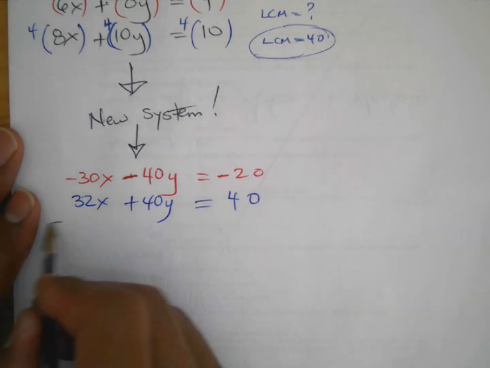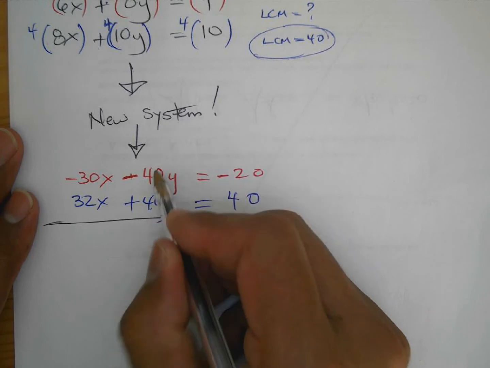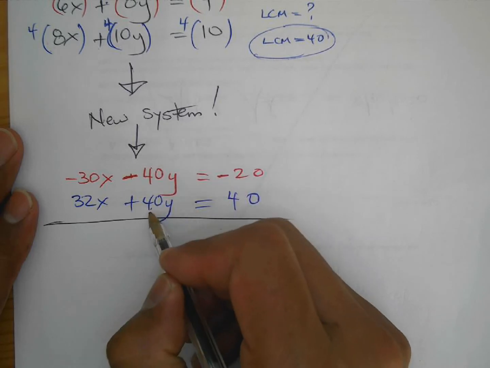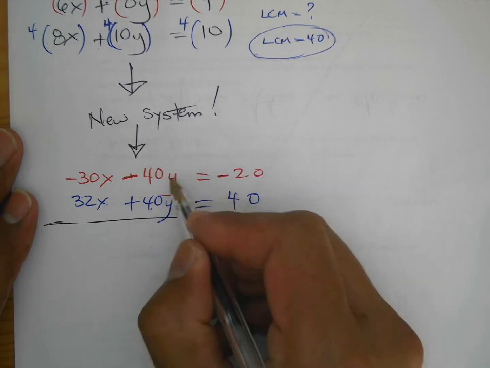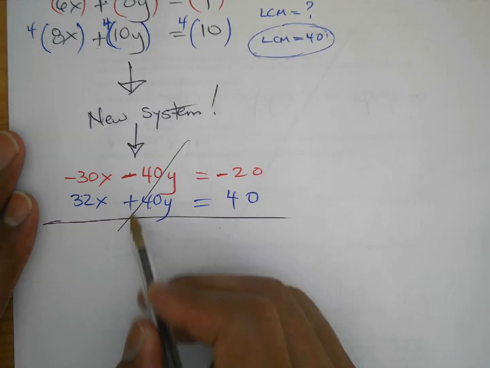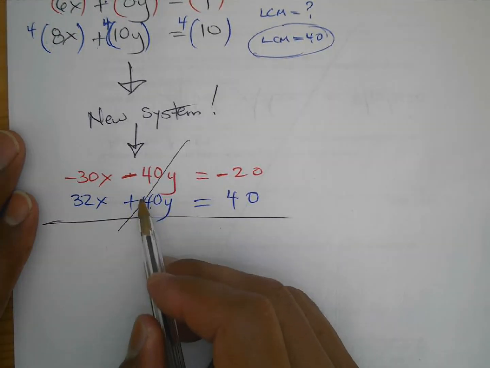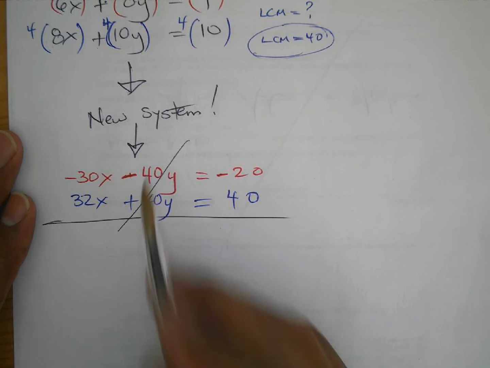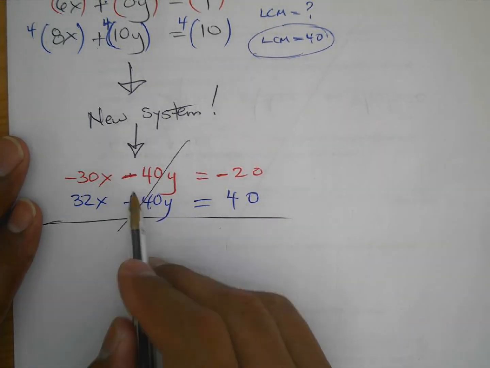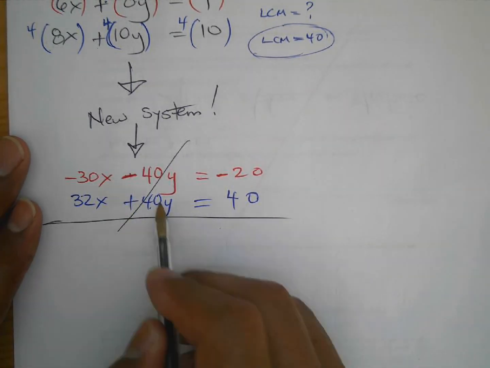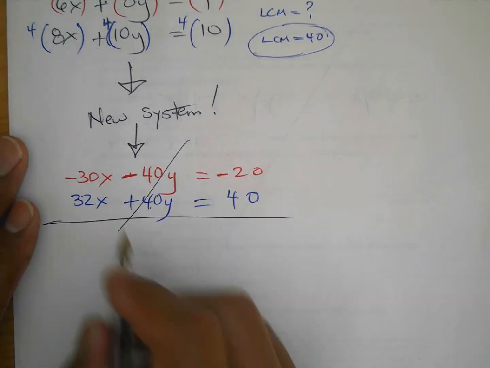Okay, we're just going to solve it here. I know these positive and negative 40, they cancel each other out, right? 40 take away 40 is 0. They cannot be both positive, or else they don't cancel out. Positive 40 and positive 40 is 80. They can't be both negative, or that'll be negative 80. It has to be one positive, one negative.